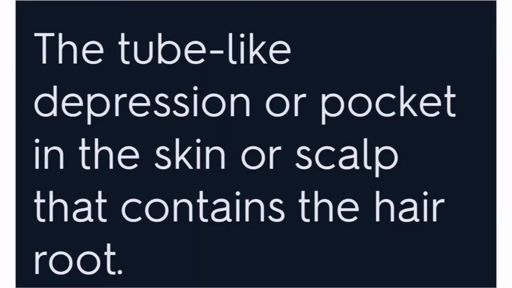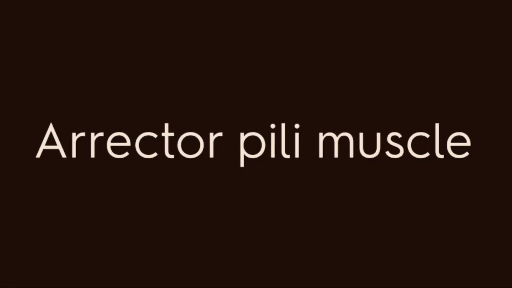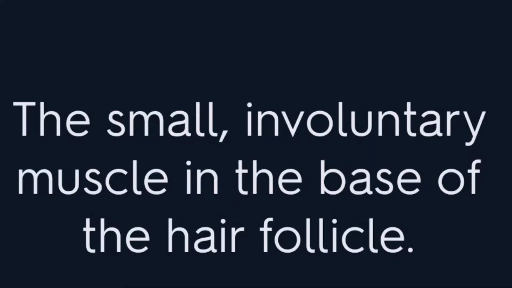So the hair follicle: the tube-like depression or pocket in the skin or scalp that contains the hair root. Sebaceous glands: the oil glands in the skin that are connected to the hair follicles. Arrector pili muscle: the small involuntary, which means you cannot control it, muscle in the base of the hair follicle. This is the muscle that is responsible for goosebumps.